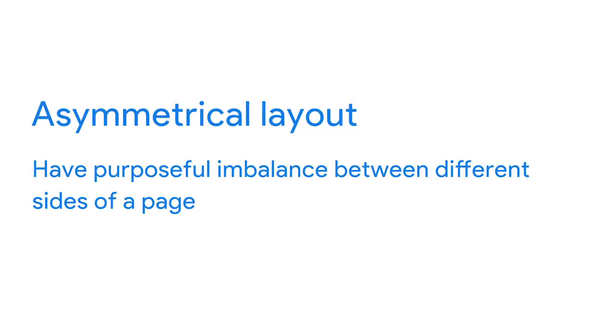All right, let's explore some more popular website layouts. Up next, asymmetrical layouts. Asymmetrical layouts have purposeful imbalance between different sides of a page. You may use an asymmetrical layout to place emphasis on certain parts of the page, such as images or headlines. Two common types of asymmetrical layouts are F-shape and Z-shape. These layouts get their names from the path that the user's eyes usually follow across the page.